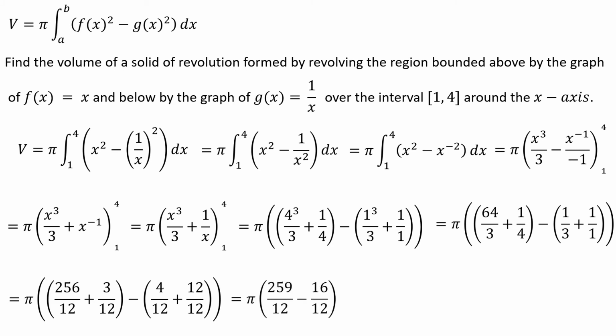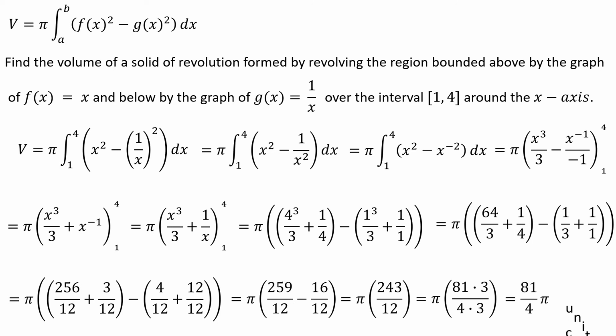So it looks like we got 259 over 12 from plugging in the 4. We've got 16 over 12 from plugging in that 1. We subtract and we get 243 over 12. But 243, since 2 plus 4 plus 3 adds up to 9, I know that number is divisible by 9, and therefore it's divisible by 3. So we've actually got 81 times 3 in the numerator. We've got 4 times 3 in the denominator. I can cancel those 3's, and I end up with 81 over 4 pi cubic units.